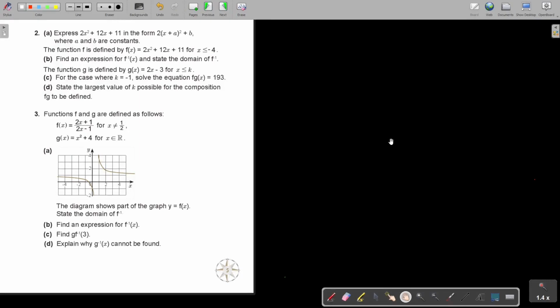Okay, so let's start with example 2. Express this in this form where A and B and C are constants. Okay, so let's just write it down. I'm just going to take a color. So it's 2x squared plus 12x plus 11. Okay, always the coefficient must be 1. So take 2 out as a common factor.